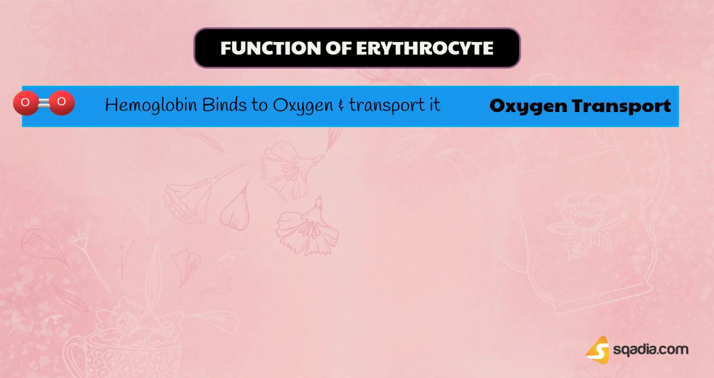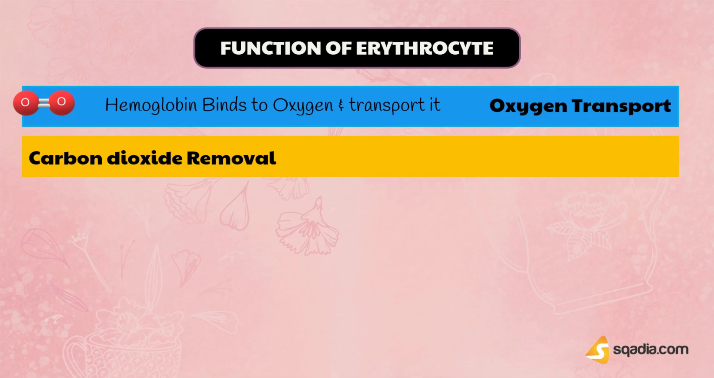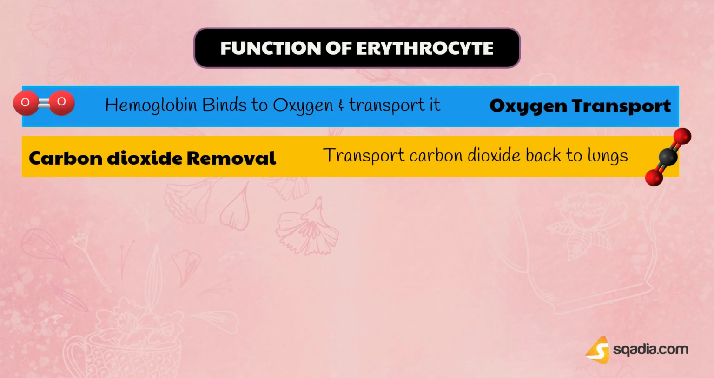One more important function of erythrocytes is carbon dioxide removal. Erythrocytes also help in the removal of carbon dioxide, a waste product of cellular metabolism. But how does that happen? As they transport oxygen, erythrocytes pick up carbon dioxide from the tissues and transport it back to the lungs, where it is expelled from the body during exhalation.